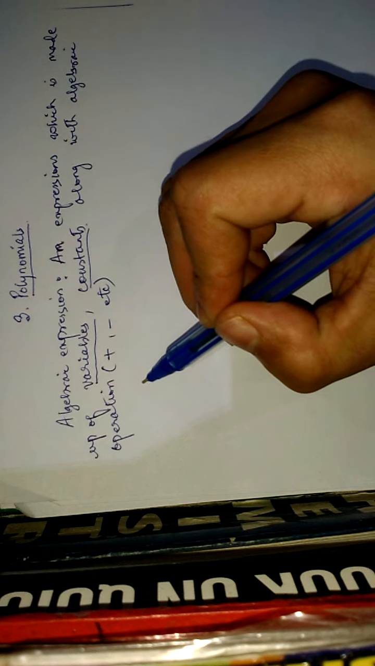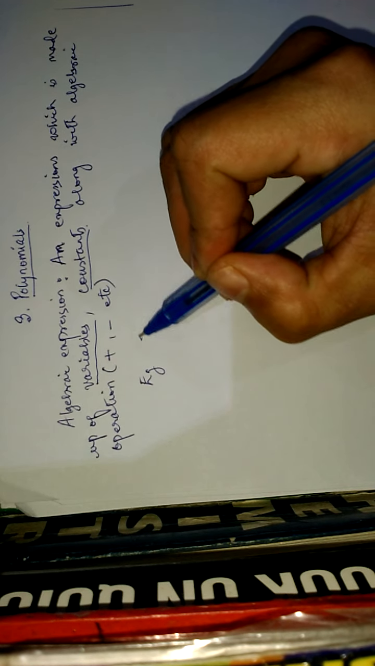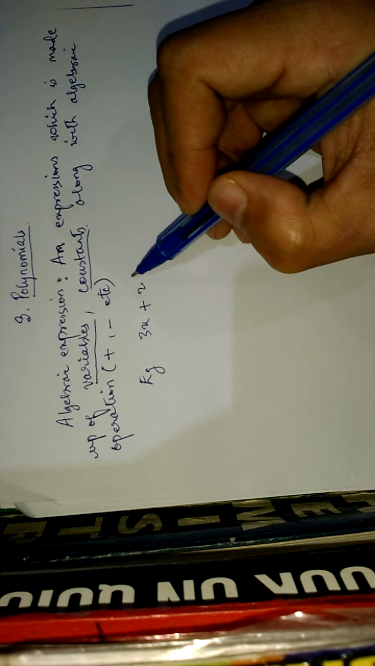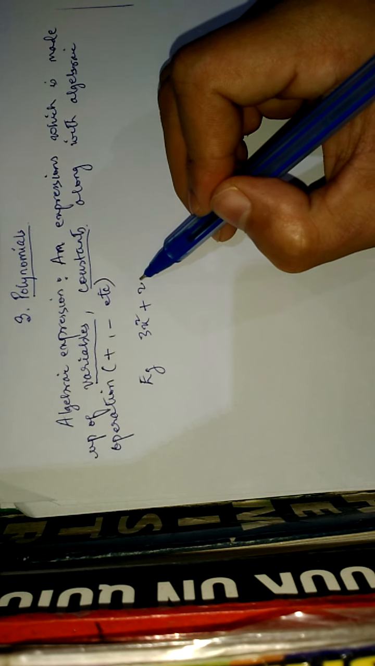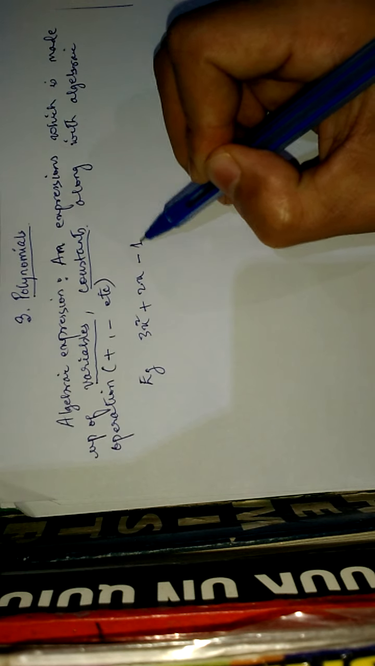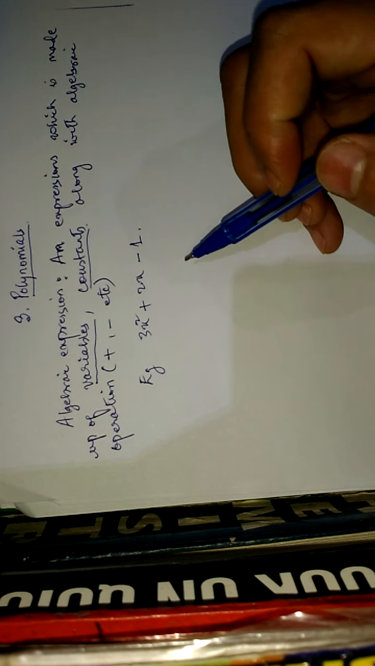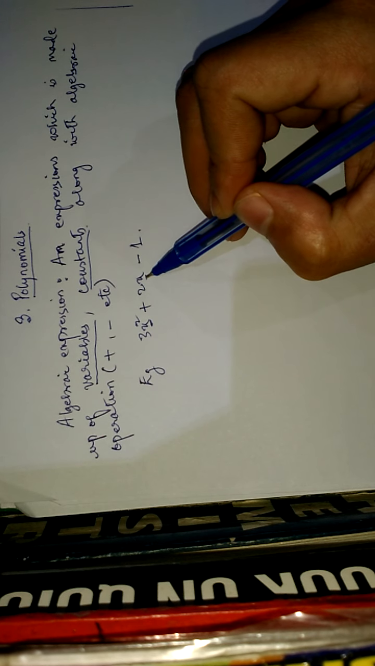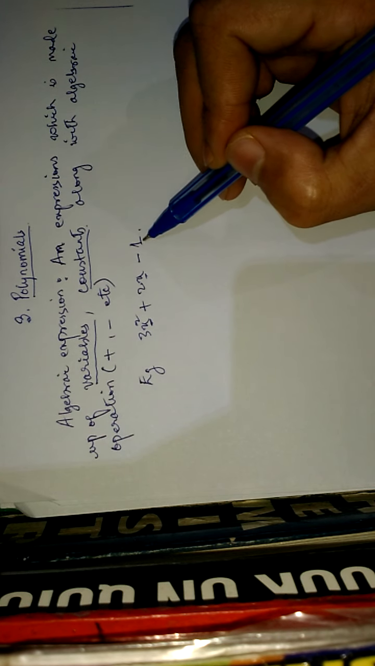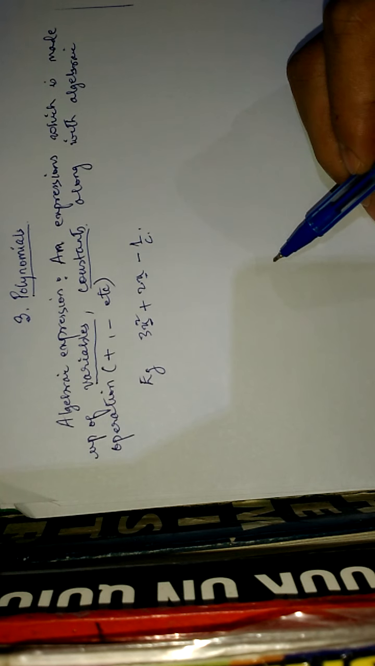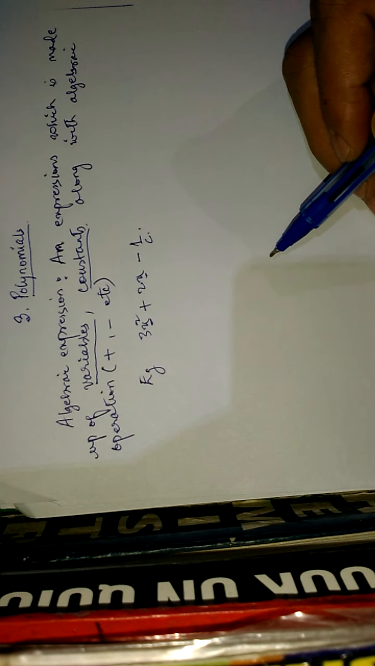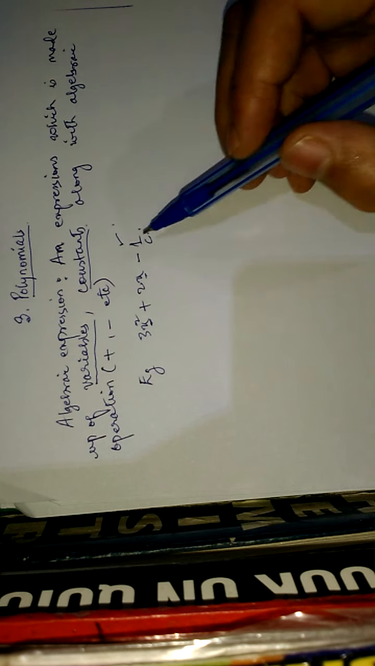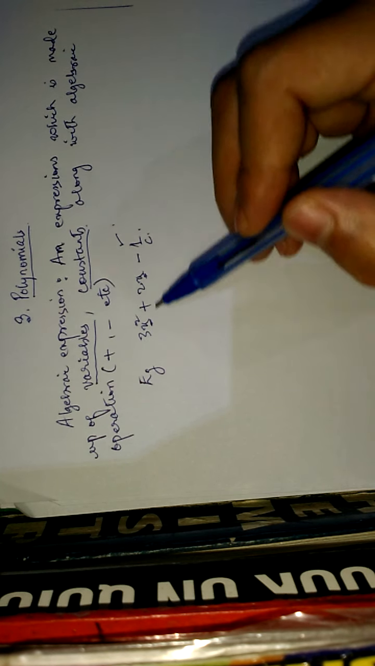For example, here we have 3x squared plus 2x minus 1. In this case our variables are this x and here also x, and the constant is here we have, constant means a number without variables. Here we have 1 without variables. This is called the constant and these are variables.